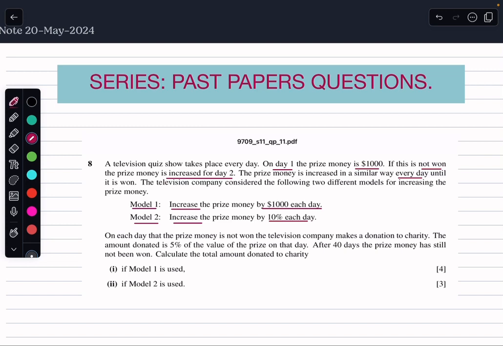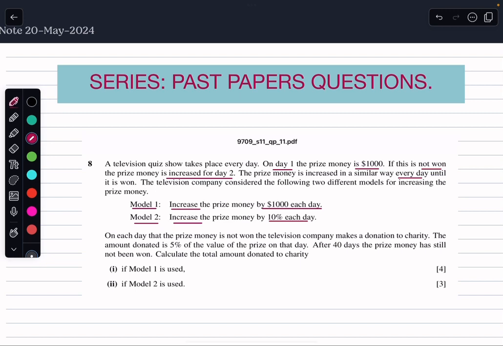So for model 1, we can see that each day it is getting increased by $1,000. That means over here we will be following arithmetic progression. For model 2, there is a percentage increase of 10% each day. So here I should know that there is going to be a geometric progression applied here.